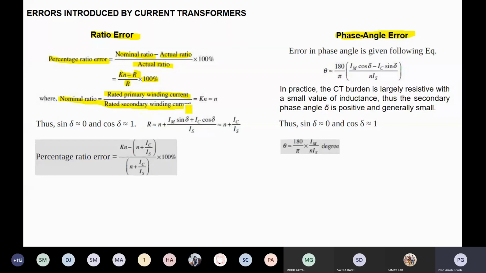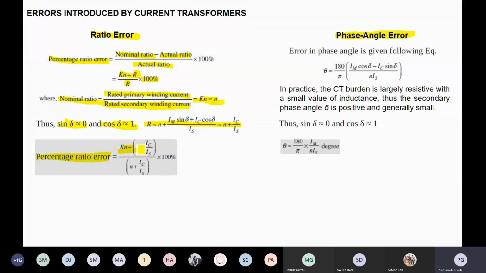So if sin delta tends to 0, definitely cos delta tends to 1. So you are getting the value for R. So what is your percentage ratio error? Percentage ratio error is (Kn minus (n plus Ic by Is)) divided by (n plus Ic by Is) into 100%. Similar application can also be done to find the phase angle error. In case of error in the phase angle, it is given by the equation theta equal to 180 divided by pi, (Im cos delta minus Ic sin delta) divided by n into Is.